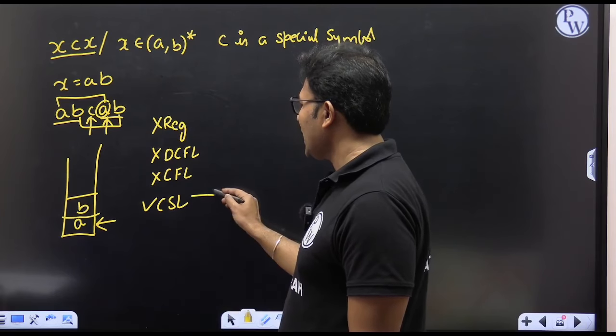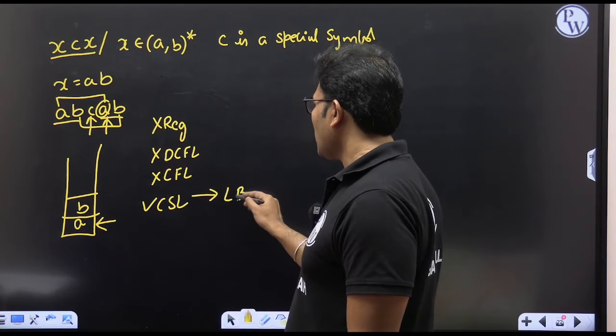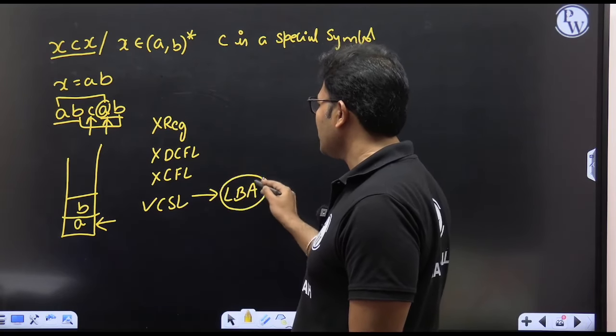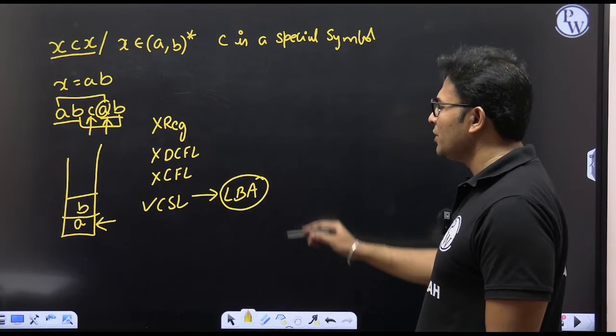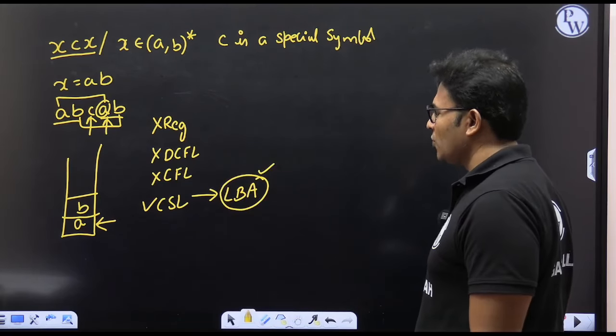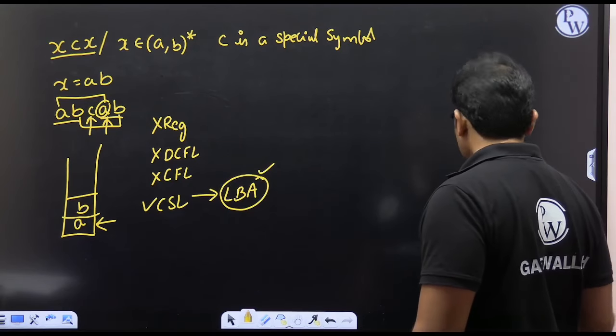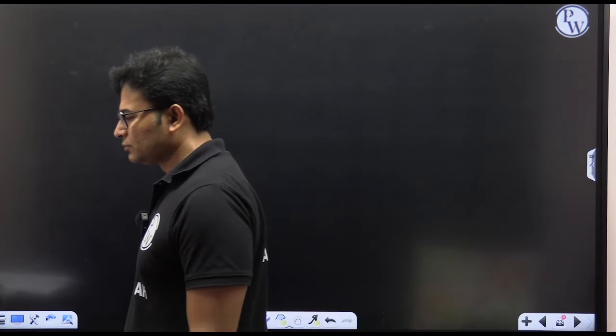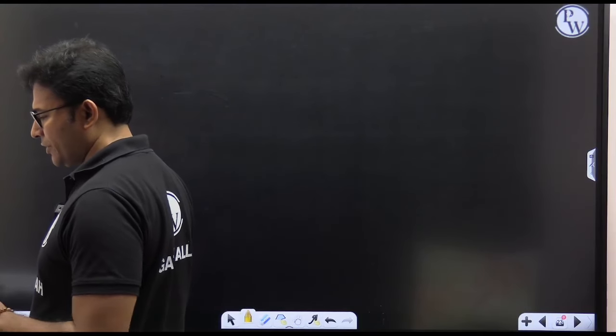Context sensitive languages have linear bounded automata. This is nothing but a Turing machine with linear bounds. I will tell you later, okay? I will talk about context sensitive languages later. Let's do the next question.